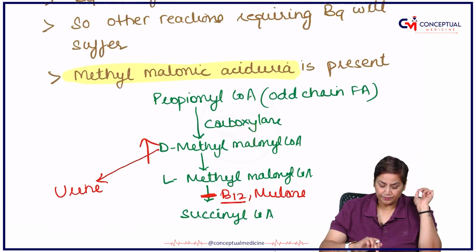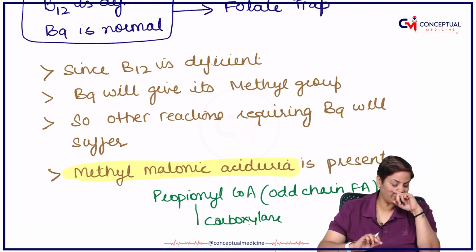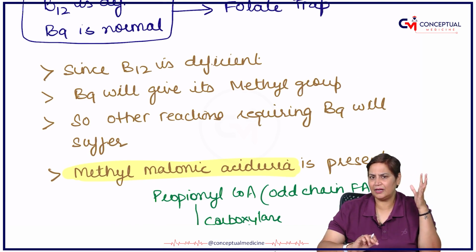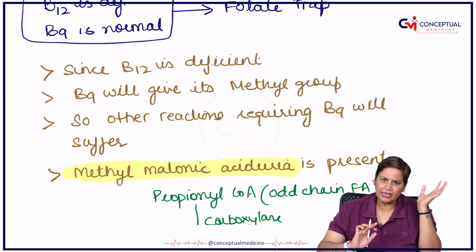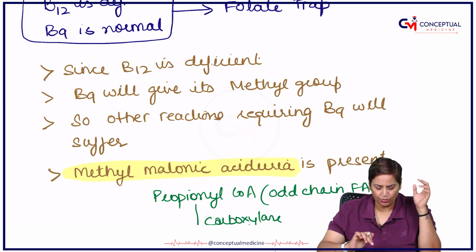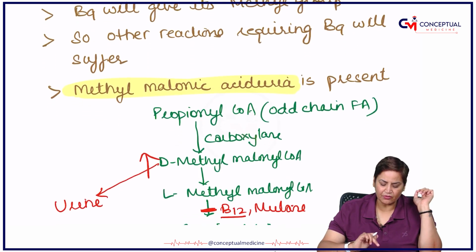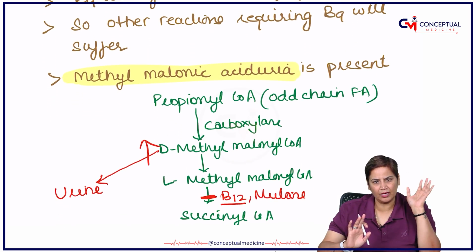Okay. So what happens is, if B12 is deficient, B9 is normal, there will be trapping of folic acid, there will be trapping of methyl group and the patient will suffer from methylmalonic aciduria. This is very, very important.